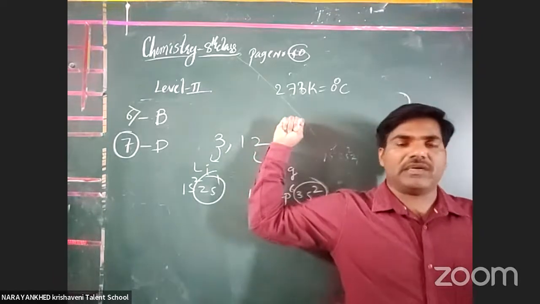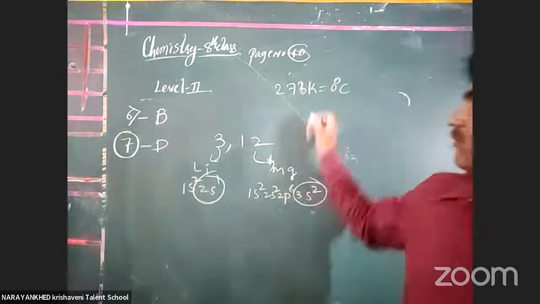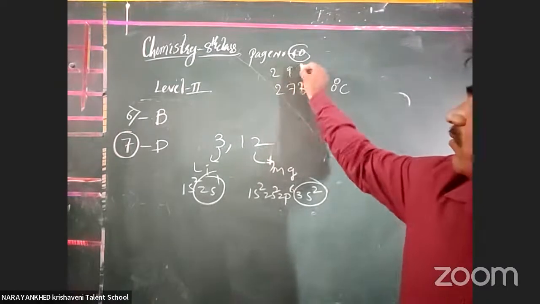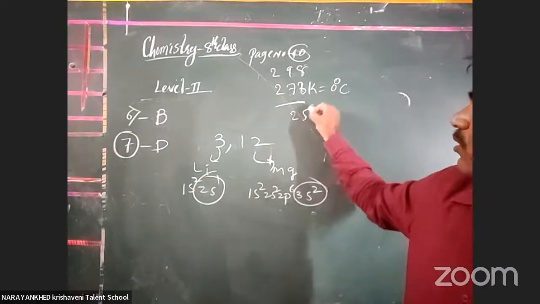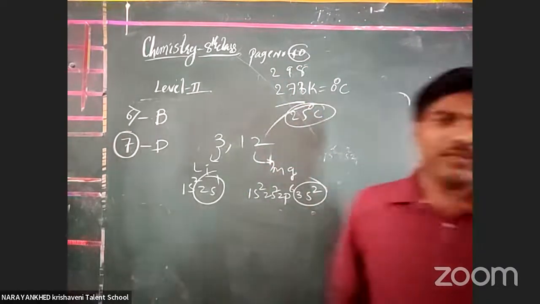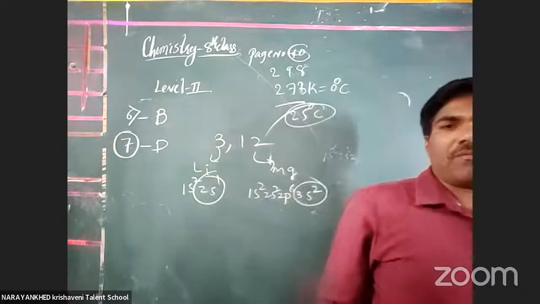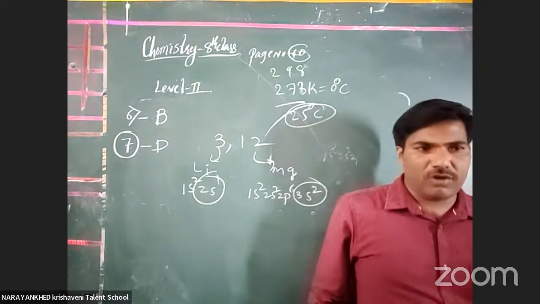298 Kelvin is nothing but 25 degrees centigrade actually. This is called room temperature, at 1 atmosphere pressure. Okay, 1 atmosphere pressure.